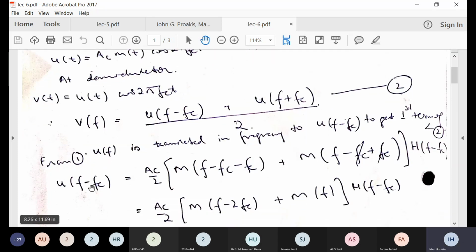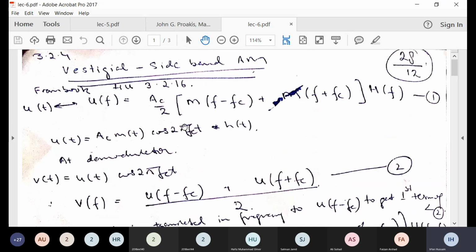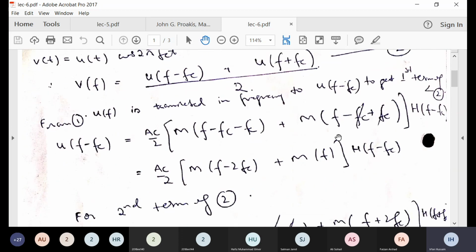Will be our U(f − fc). Now, this can be easily found because we know U(f) is this. So U(f − fc) will be minus 2fc, and this will be f, and this will be f minus fc. So the same thing is written here. Again minus fc, again minus fc, again minus fc. But this fc cancels, this becomes M(f), this becomes M(f − 2fc).